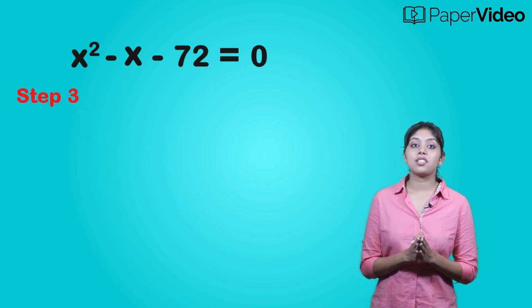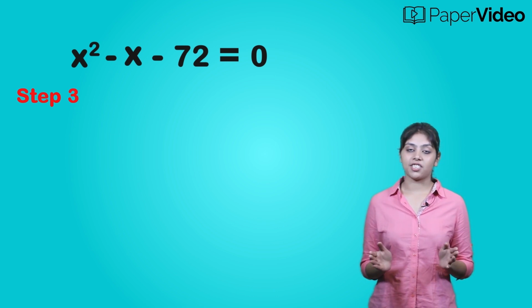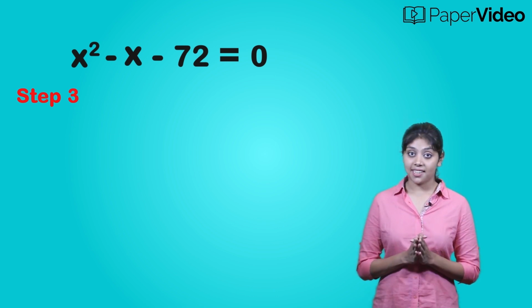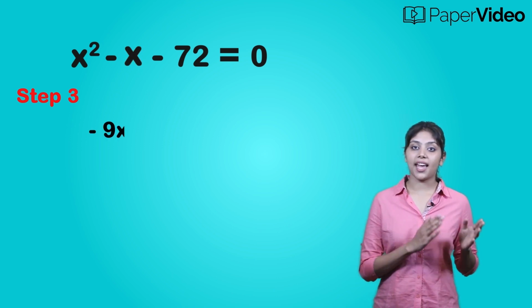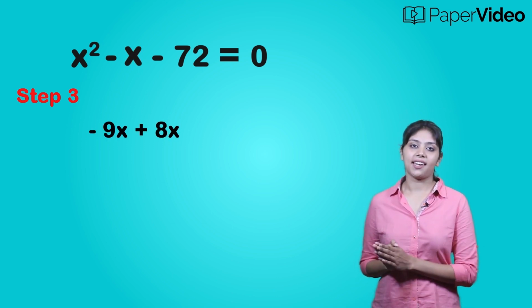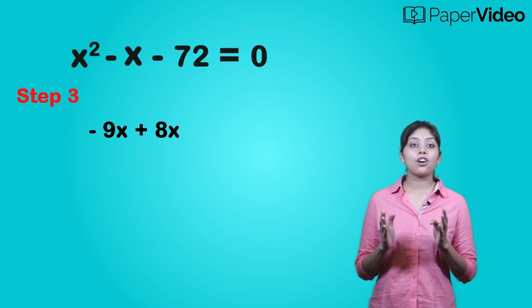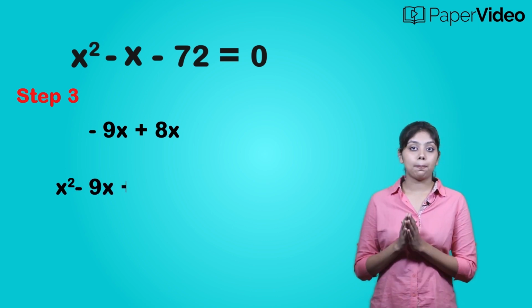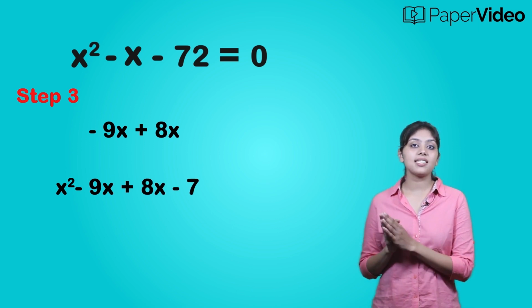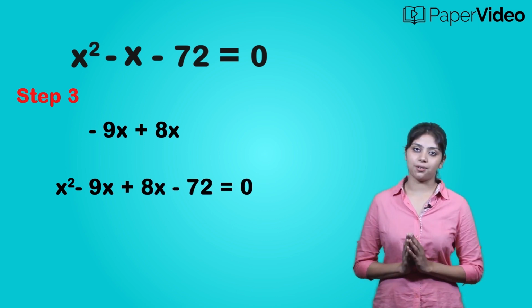The third step is to split the middle term of the quadratic equation. That is, we write negative x as the sum of negative 9x and positive 8x. So, our quadratic equation becomes x squared minus 9x plus 8x minus 72 equal to 0.